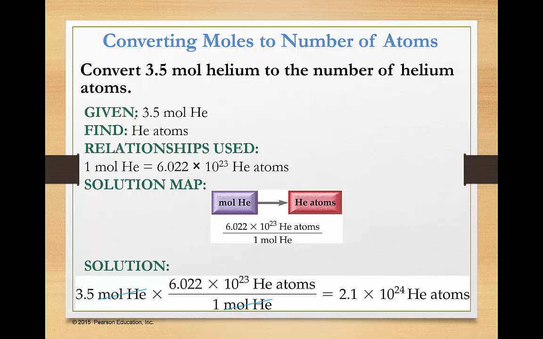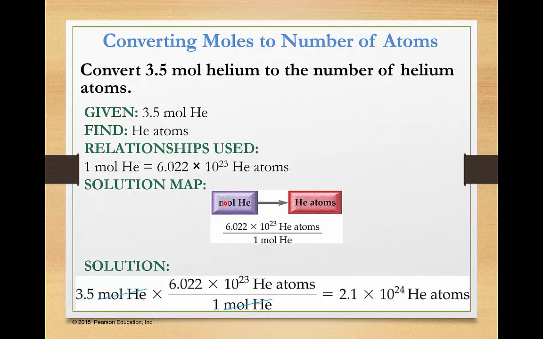All right, so when we set this up, we take our given value, which is the 3.5. Let me go back to my laser pointer here so you can see this. Okay, so I started out with my 3.5 moles of helium, and what I'm trying to find is the number of individual helium atoms. The relationship that I have, I know every 1 mole of anything, doesn't matter what. In this case, it's helium. 1 mole of helium, 6.022 times 10 to the 23rd atoms of helium.